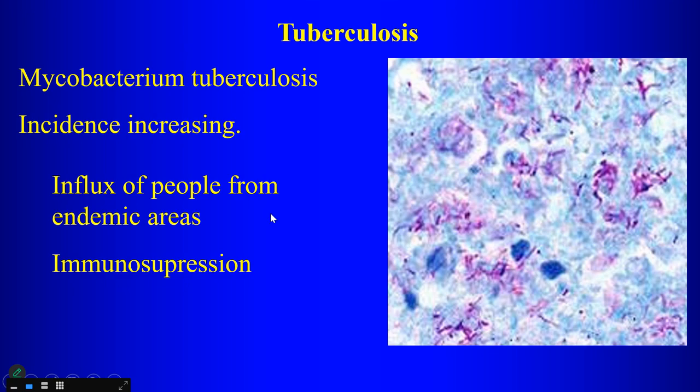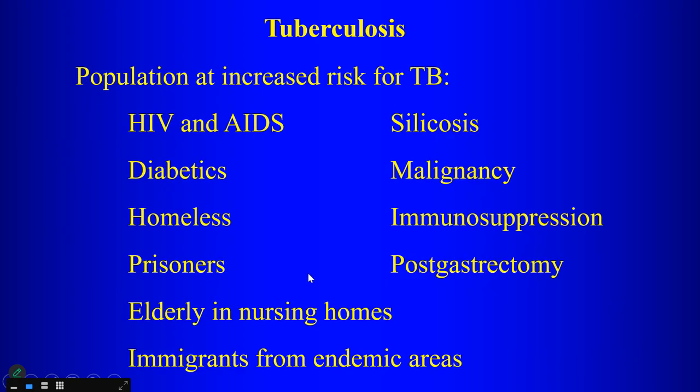So we've seen an increasing incidence for these reasons: influx of people from endemic areas, and also immunosuppression, if patients are on medications for immunosuppression. These are the populations at increased risk: patients with underlying malignancy, underlying lung disease, immunosuppression, post-gastrectomy. Gastrectomy also, interestingly, increases the risk for TB. Of course, HIV/AIDS, diabetics, homeless, prisoners, elderly in nursing homes, immigrants from endemic areas.